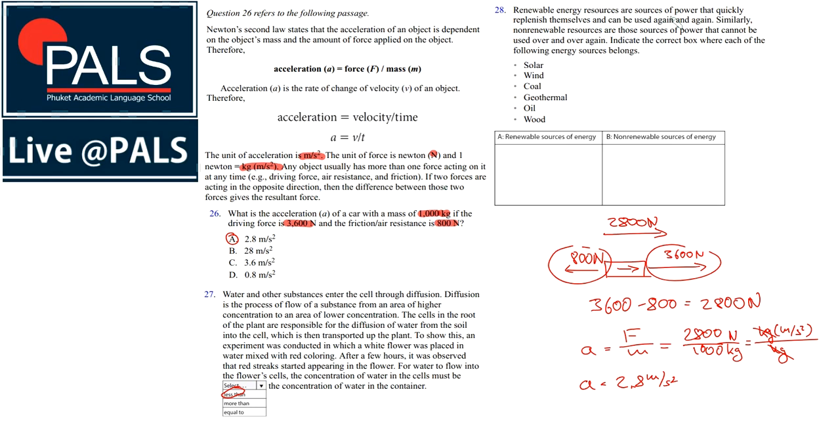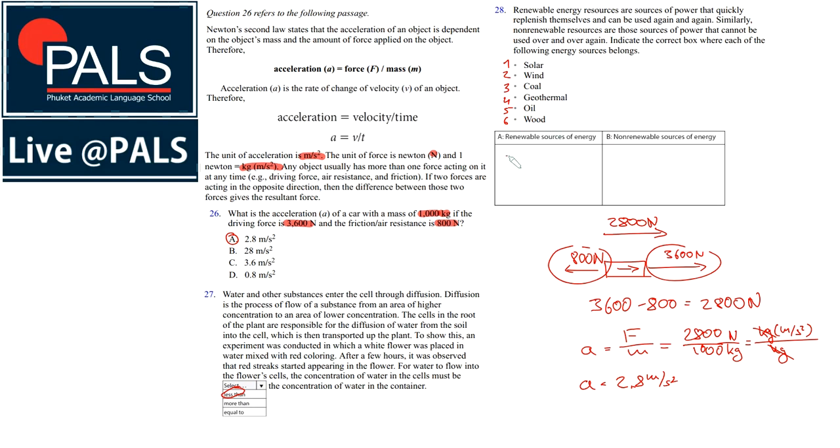Renewable energy resources are sources of power that quickly replenish themselves and can be used again and again. Similarly, non-renewable resources are those sources of power that cannot be used over and over again. So they use up and they take a very long time to be replenished, often millions of years. Indicate the correct box where each of the following energy sources belongs. So again, we can number this 1, 2, 3, 4, 5, 6.